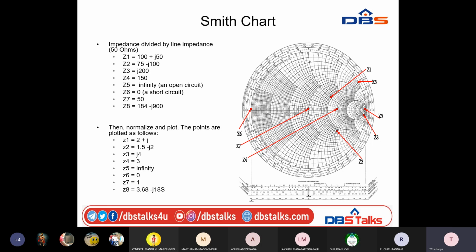Those are 2 plus j, 1.5 minus 2j. So these are the normalized impedance values. This can be located on the Smith chart at different locations. Z1 is here, Z2 is here, Z3 is here, and Z4, Z5, Z6. These are the locations on the Smith chart.